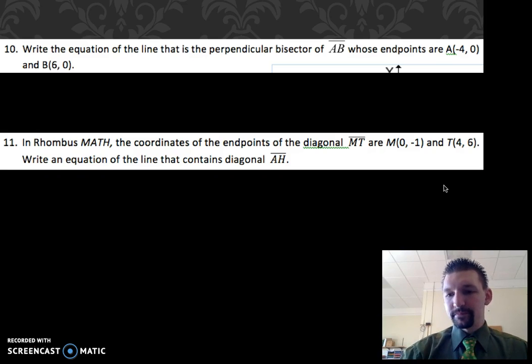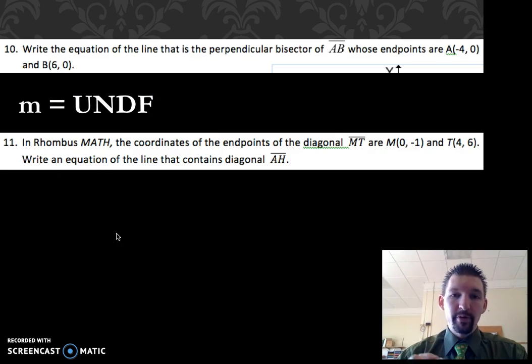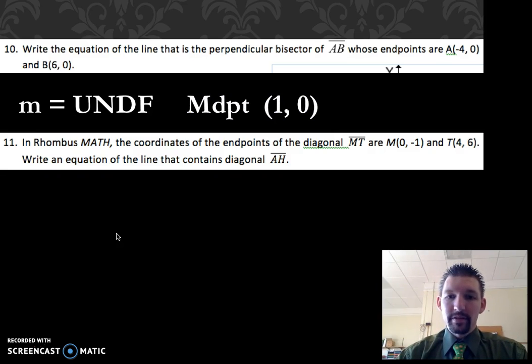All right, so for numbers 10 and 11, we're going to have a slope, which is undefined, because when you find the slope through A and B, it's actually 0, and the perpendicular to that will be undefined, so you can't have a slope in there. Our midpoint is going to be the point 1, 0, so our equation will actually be x equals 1. And if you use the accompanying graph to graph this, you'll see that the segment you're looking at is horizontal, and your perpendicular to that has to be a vertical line. So x equals 1 is our equation.